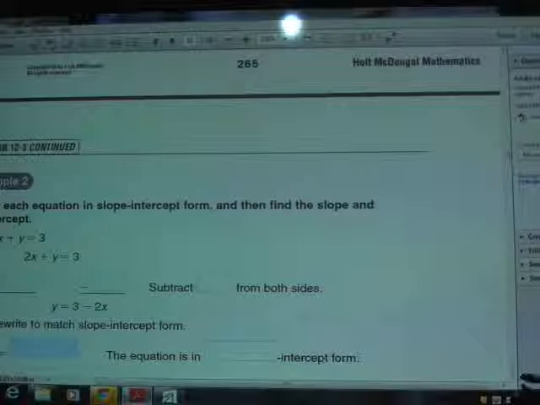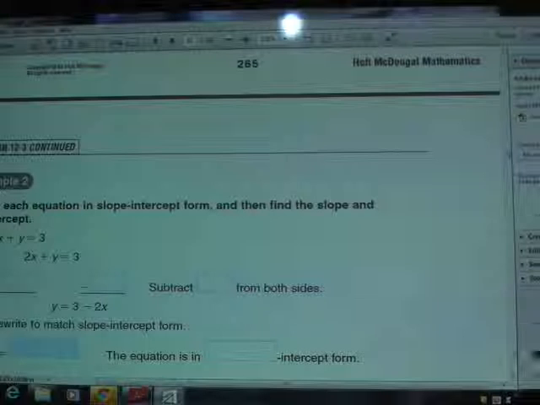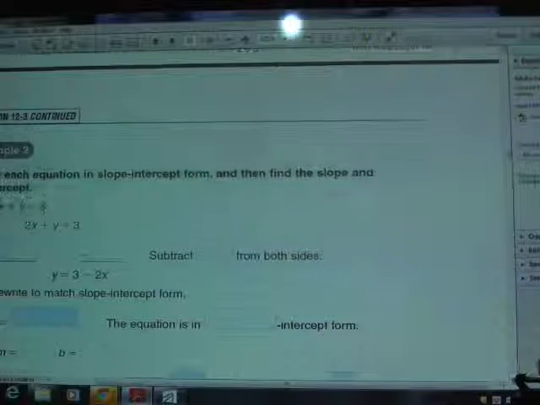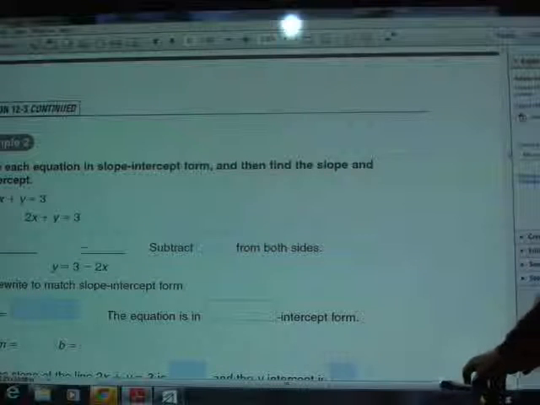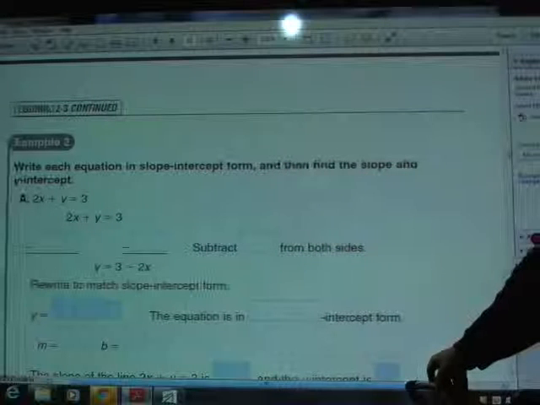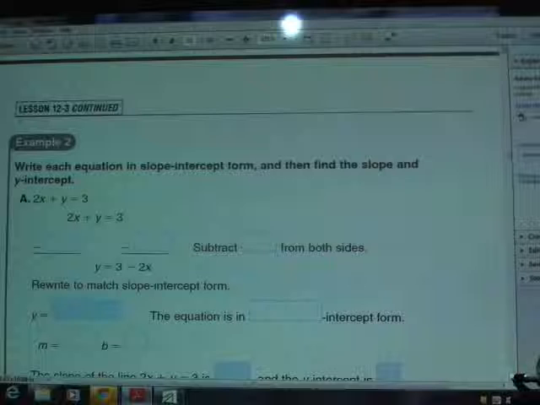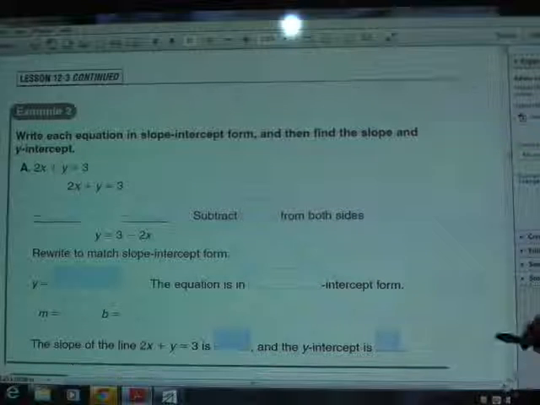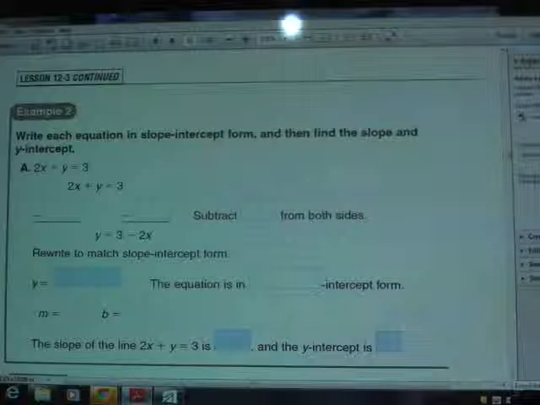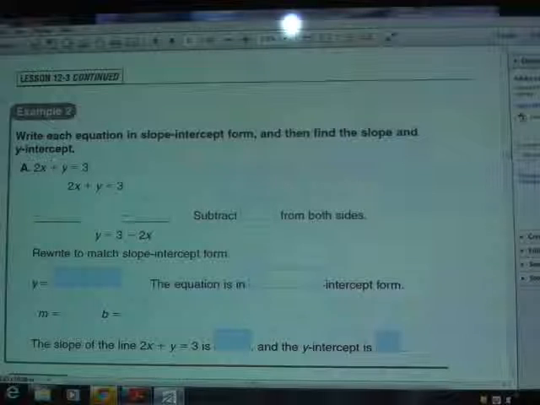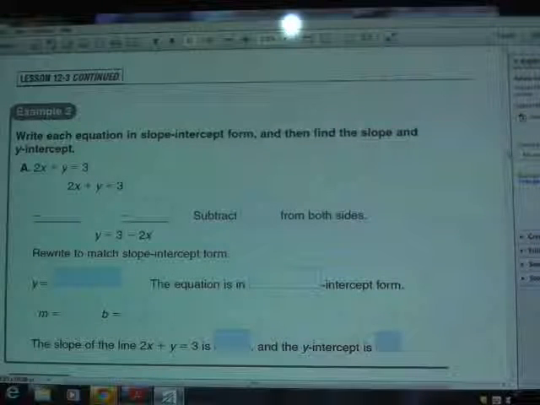All right, let's go ahead and keep going down here. We'll take a look at the next example. The next one is asking me to write the equation in slope-intercept form and then find the slope and the y-intercept. Now that's exactly what slope-intercept form gives us. It gives us the slope and the y-intercept. So that's a good thing because when they're asking me to find that, that's exactly what this form gives me.